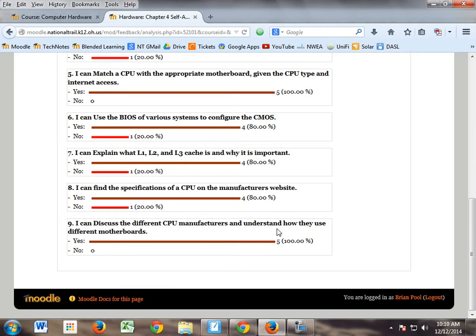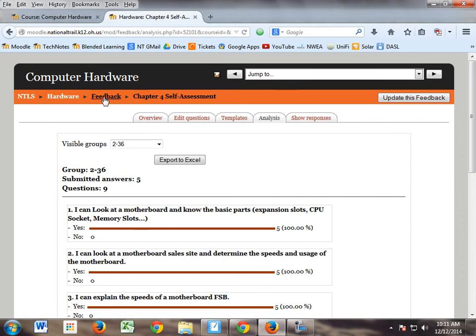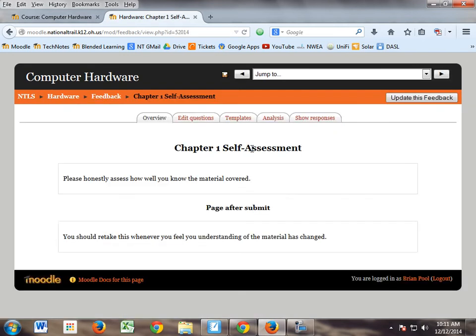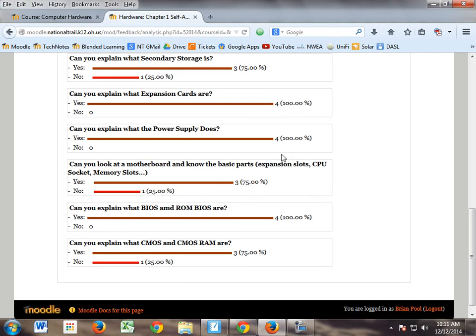Okay, so let's finish working our way through here. You should be able to identify those things. You should be able to match the CPU. Am I in the wrong chapter? I just switched from chapter 1 to 4. There we go. We're on chapter 4. We skipped that one.